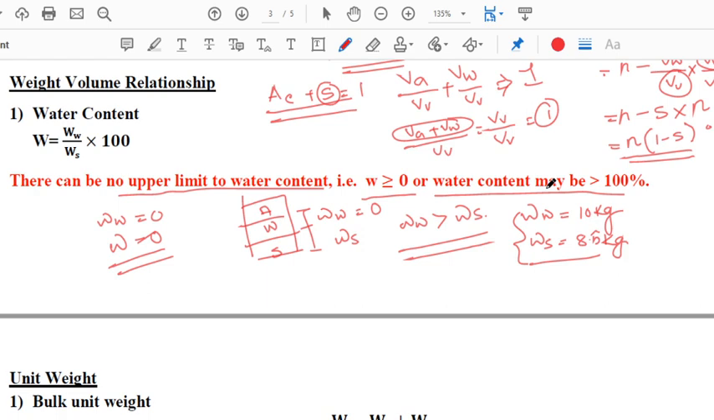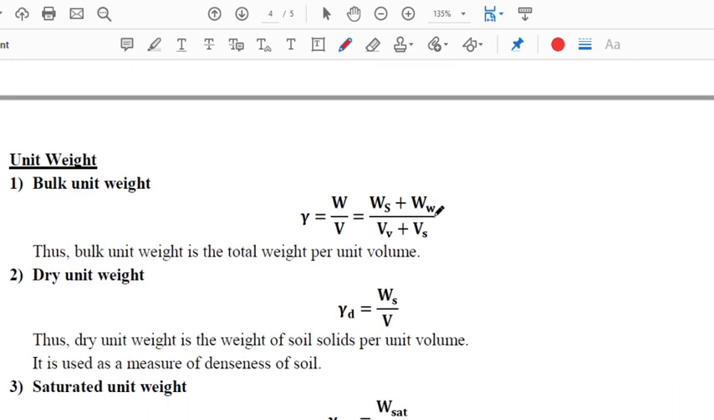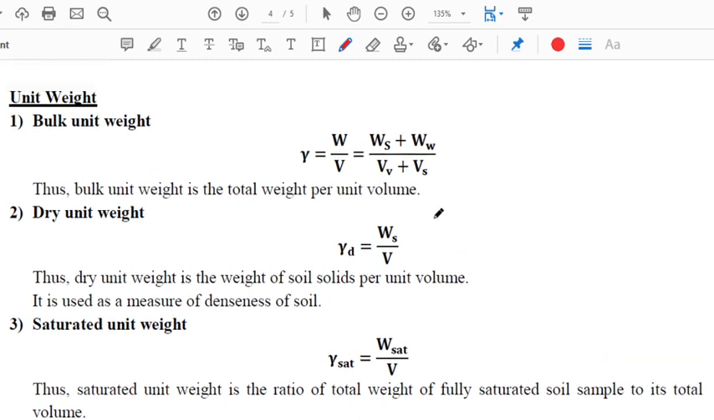So let us now look at some of the relationships that we have. So what is unit weight? Unit weight, as I already discussed, is the ratio between the weight and volume, right? So bulk unit weight means, in the soil mass, the total weight of the soil mass divided by total volume of soil mass. The total weight of soil mass comprises the weight of solids and water, and the total volume comprises the volume of voids and volume of solids, and volume of voids we know is volume of air and volume of water.